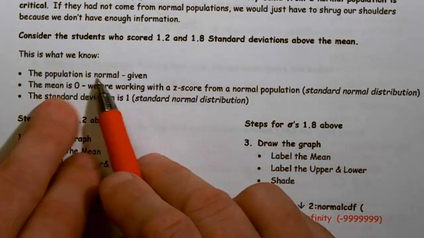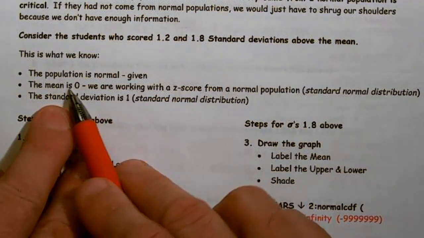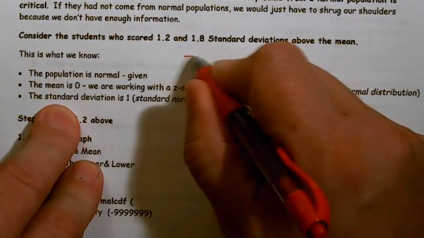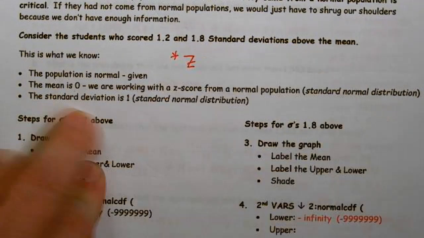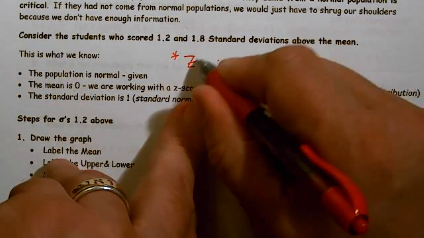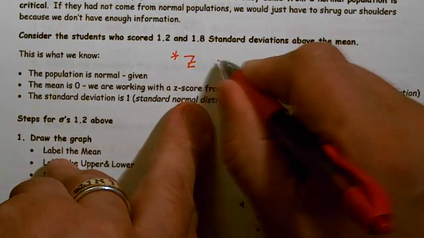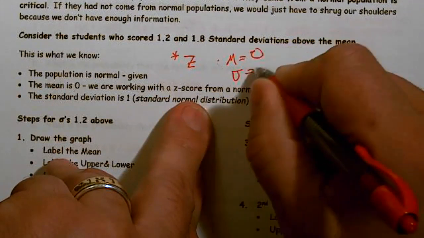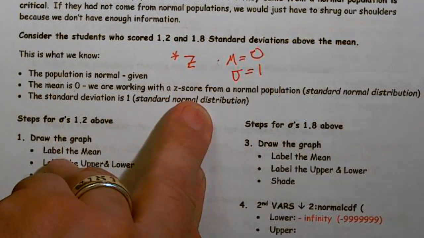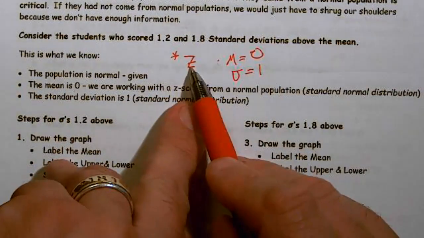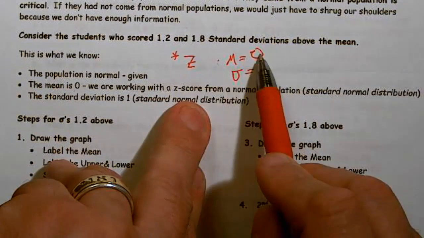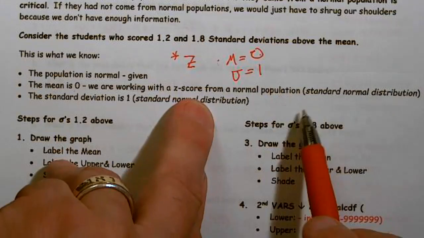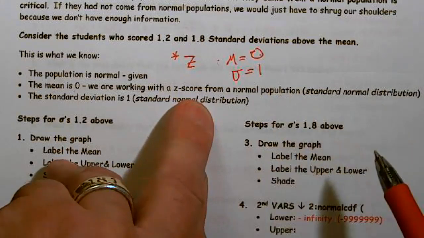So with this said, here's what we know. Our population is normal. And I know that the mean is 0. And you're like, well, how do you know that? If they give you a z-score, put a big star by that. If I give you a z-score, if that number is given to you, the mean will always be 0 and the standard deviation will always be 1 if we're working with a normal. Z-score for a normal is going to have a mean of 0, standard deviation of 1, always. They're telling us, hey, we converted it to the standard normal.